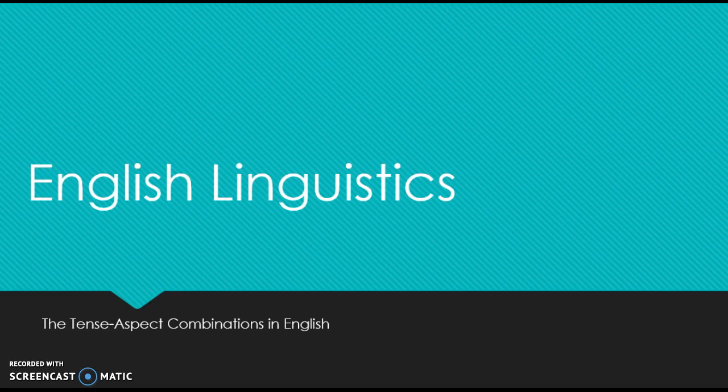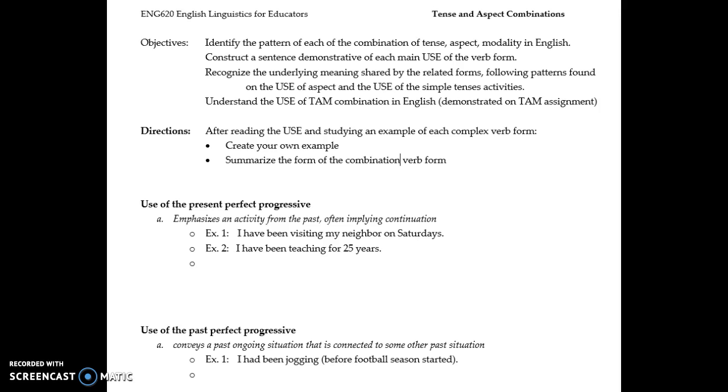Dr. Versalati here, and in this screencast we're going to talk about tense aspect combinations in English. And to do that we're going to use the handout called Tense and Aspect Combinations. The objectives are to identify the pattern of each combination of tense, aspect, and modality in English, construct your own sentence that demonstrates the use of this verb form, and recognize some underlying meanings from the related forms and the patterns.